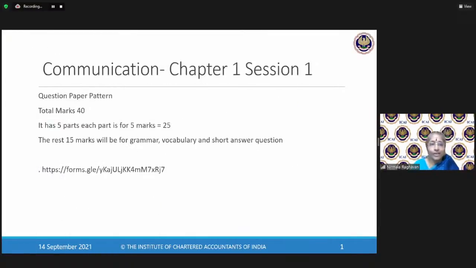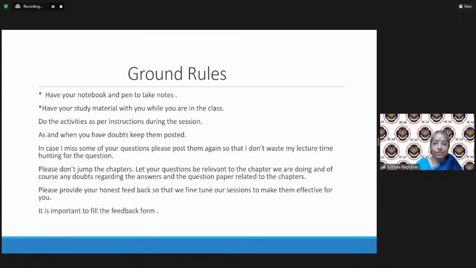Okay, this is chapter 1, session 1. The total question paper is for 40 marks. This is the question paper pattern. It has 5 parts. Each part is for 5 marks, and that makes it 25 marks. The rest, 15 marks, will be for grammar, vocabulary, and short answer questions.